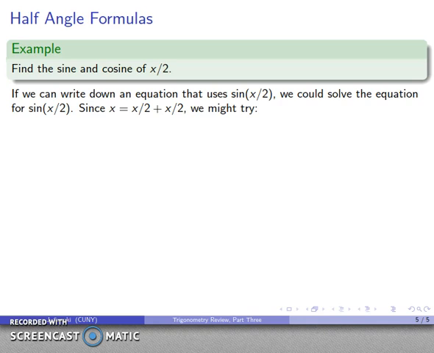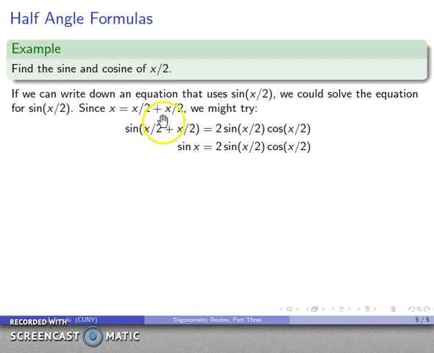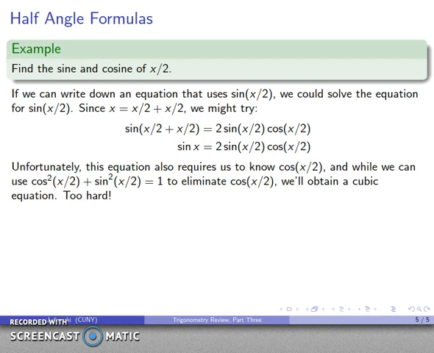So, our first inclination, we just derived the double angle formula, and it's useful to note x is x over 2 plus x over 2, and so I can use the sine of a sum, and that's going to be 2 sine cosine, and I can solve this equation for sine of x over 2. Over on the left-hand side, I have sine of x. Over on the right-hand side, 2 sine cosine. And I can try to solve this for sine of x over 2, but the problem is it involves this cosine of x over 2.